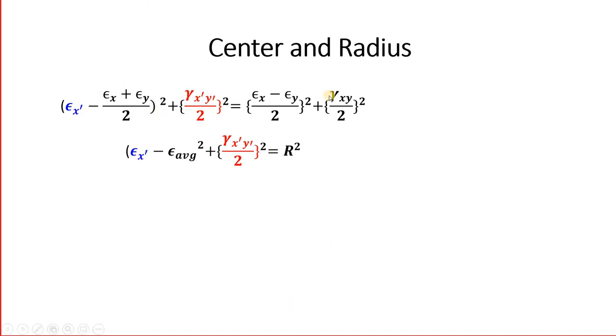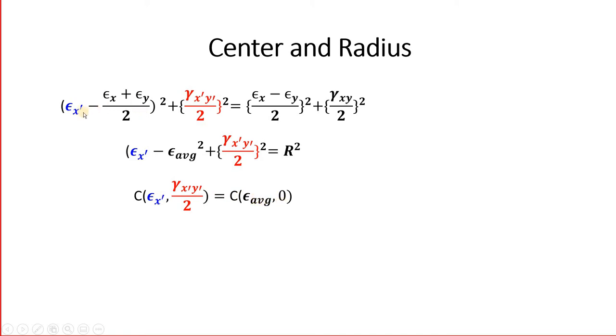This was the equation that we had on the bottom of the previous slide. This was what I was referring to. This was gamma x prime y prime by 2 square, and this is what you have on the right hand side. So this could be written as epsilon average, epsilon x plus epsilon y by 2, and this whole term can be called r square. So this is the equation of a circle. So now you can see that the center of the circle will have coordinates epsilon average and 0.